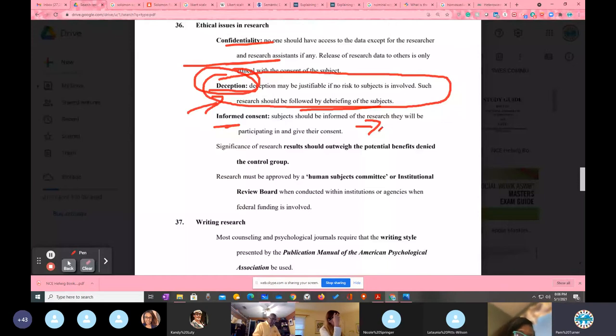They did sign the release. They did sign the form, but they didn't know what they were signing. Informed consent has to be signed, but it also has to be in a way that my client can understand it. Okay. So they have to understand what they're signing.